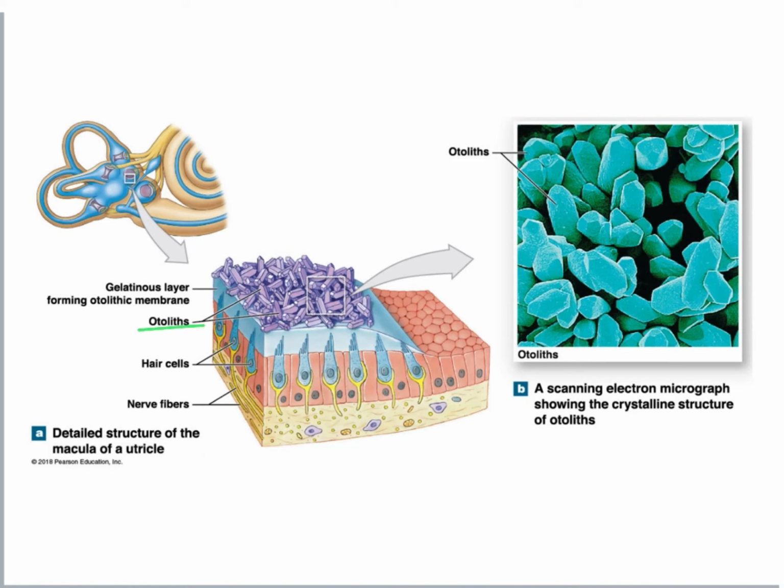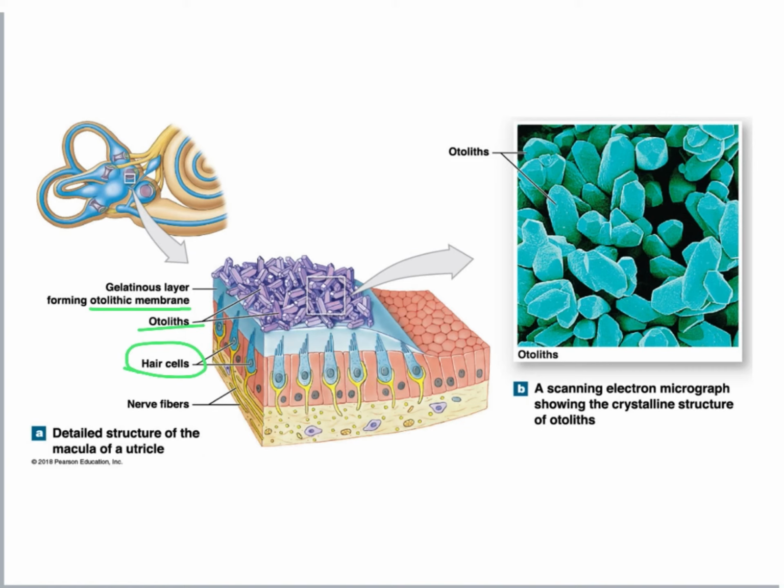called otoliths. Otolith: oto means ear, and lith means rock or stone. So otoliths are little rocks. And these little rocks are within a gelatinous layer, which forms what we call the otolithic membrane. Now, guess what we find inside the utricle and the saccule? We find beautiful hair cells. And the projections of these hair cells are in contact with the otolithic membrane.